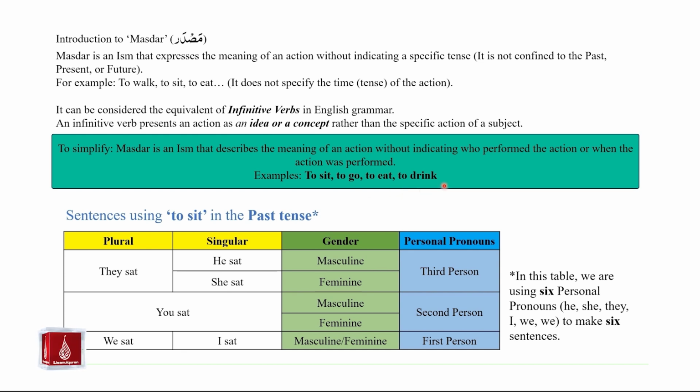And then we took the example of the English language and we used to sit in the past tense to make different sentences. We were able to make a total of 6 sentences using 6 personal pronouns. He sat, she sat, they sat, you sat, I sat, we sat. So altogether, we were able to make 6 different sentences in the past tense using 6 different personal pronouns.